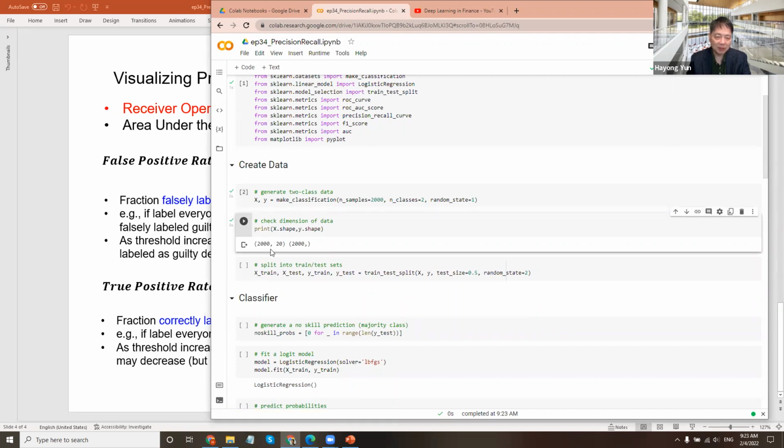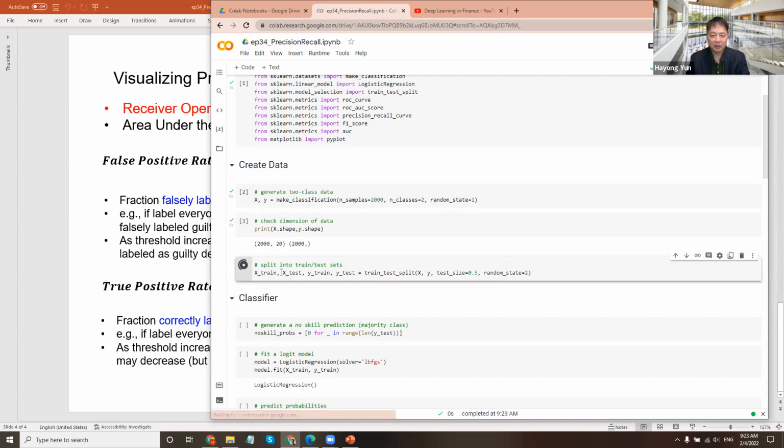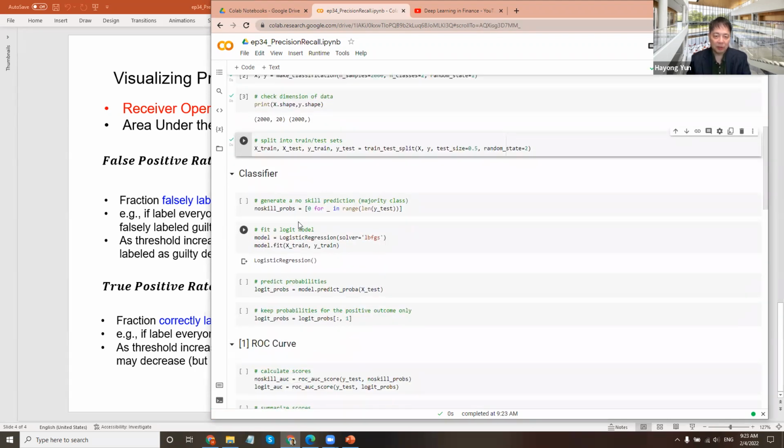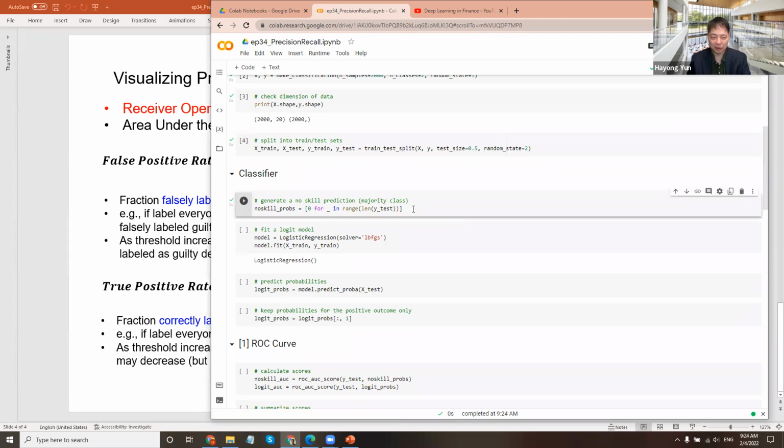So there are 2,000 points, and there are 20 characteristics, and the label of guilty and innocent. Let's split them into train and test set. Split them into X and Y, the label and characteristics. And let's generate a no skill prediction, meaning just a random number. So it's like a 50-50, like a coin toss. And here we'll just be simple and just have a logistic regression as the classifier. So we fit the model using the X-train, the characteristics of that sample we created, and the label of innocent and guilty.